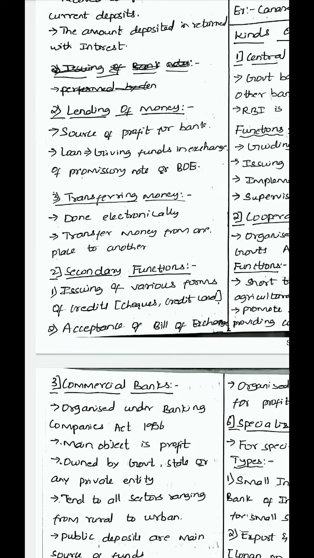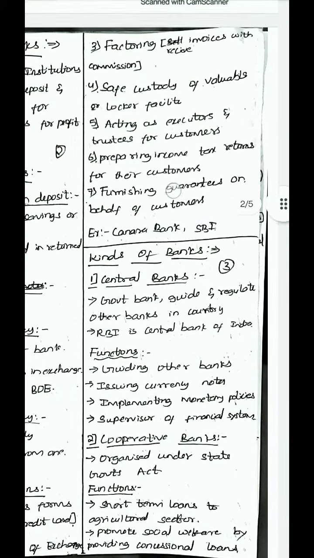Secondary functions. What are the secondary functions of commercial banks? Issuing of various forms of credit. So for example, checks, credit cards, etc. they issue. The next is acceptance of a bill of exchange. They accept the bill of exchange.